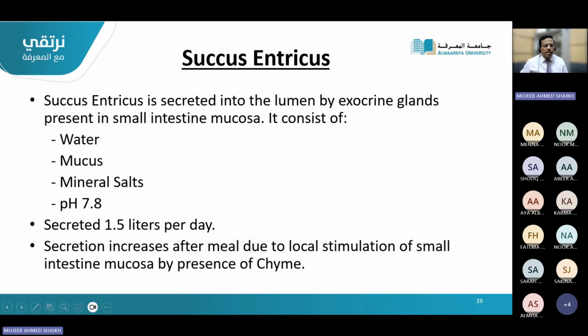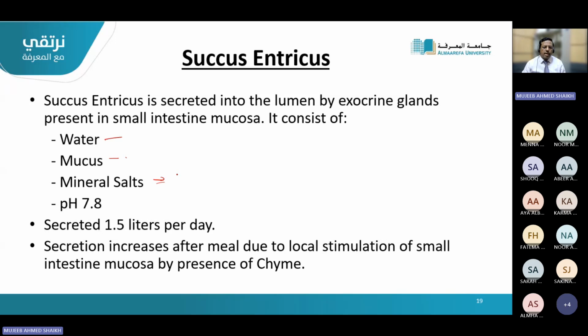Basically, what does it contain? Succus entericus, or intestinal juice, contains water, mucus, and mineral salts. Water is a liquid medium for any solution, and mucus prevents damage to the mucosa while the food is passing. The mucus makes it slippery so that the food passes easily. And there are some mineral salts.